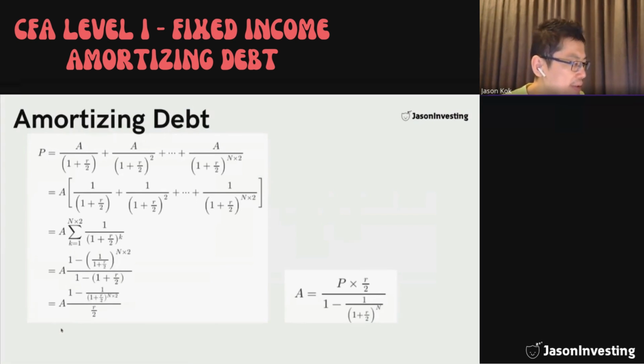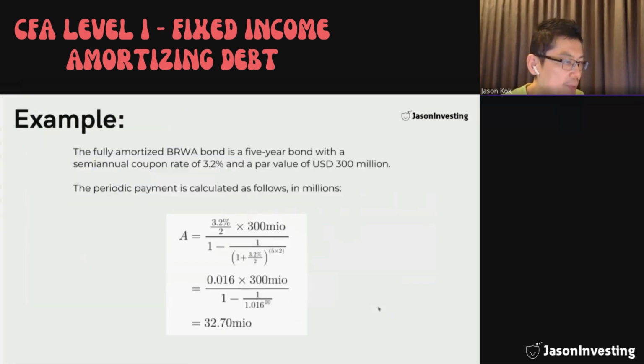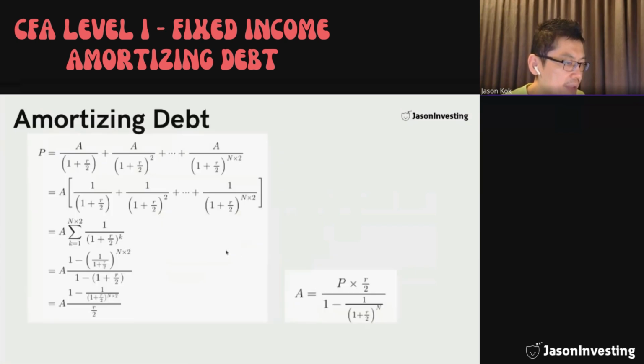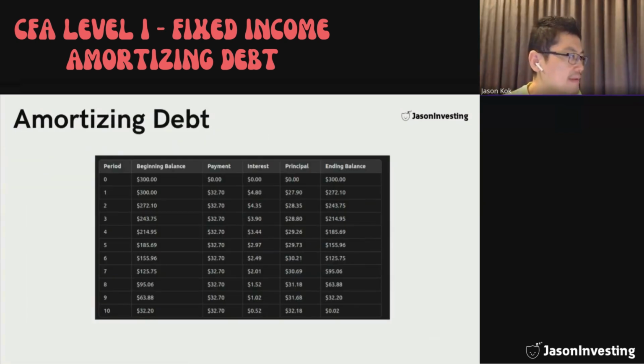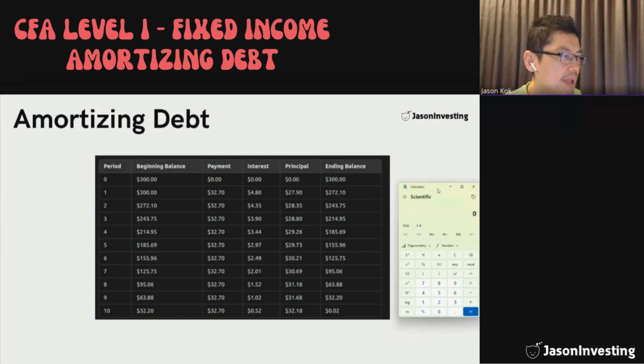If you remember, the thing that we want to calculate here is the periodic payment. So we have to move A over to the left-hand side. And this is the final equation that we got. Remember, this is the equation we employed over here. This is how you get the payment for the amortized debt. This is an amortizing debt schedule. So let's calculate how we can come up with this payment.